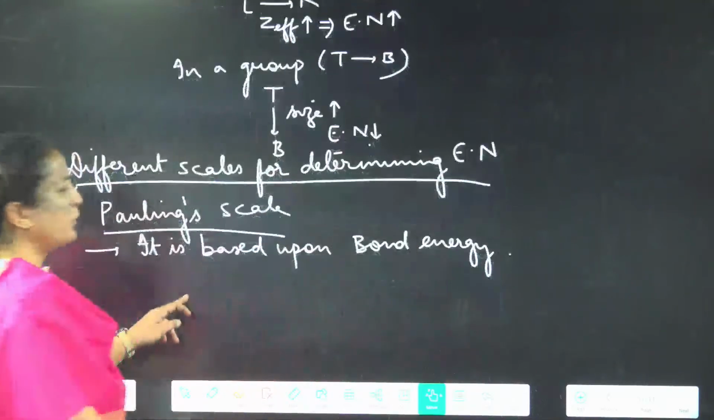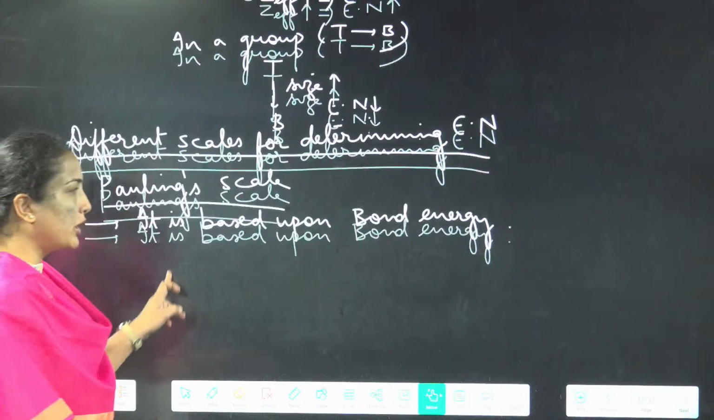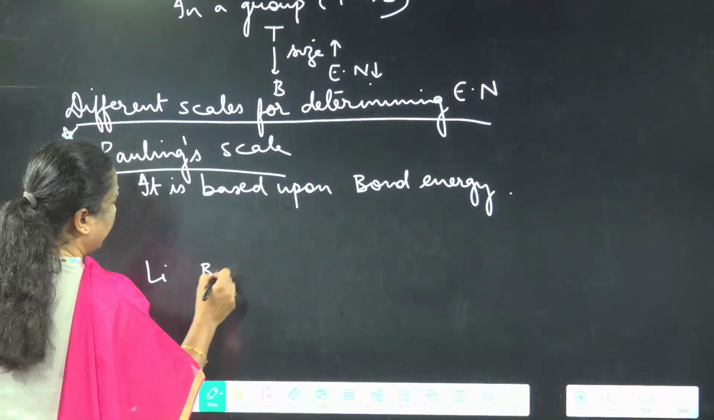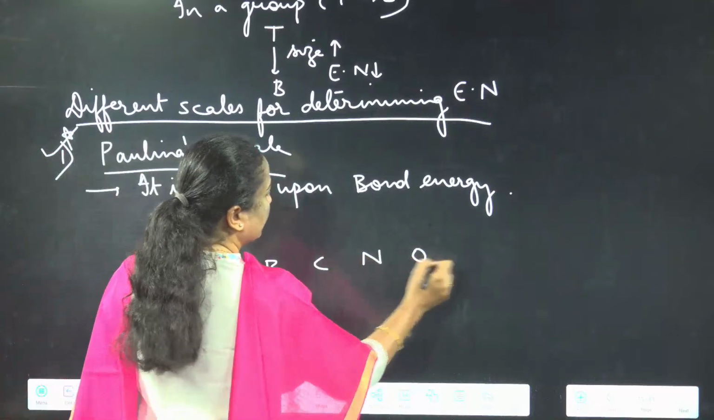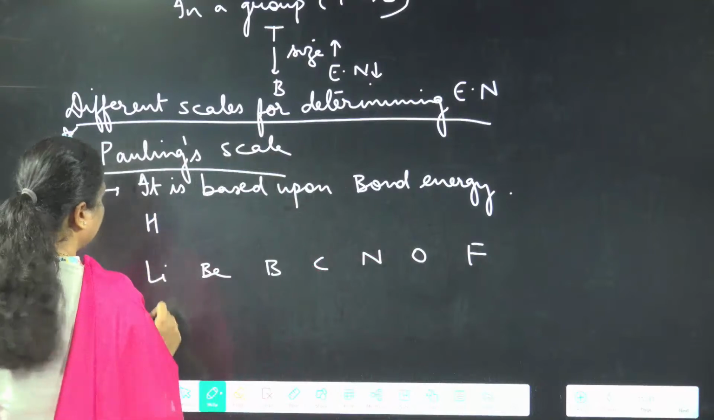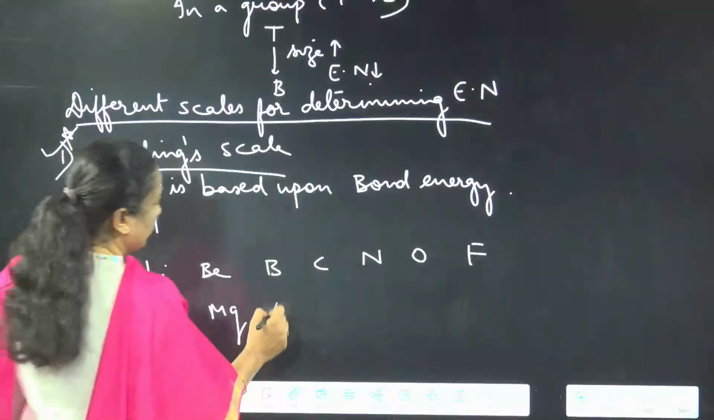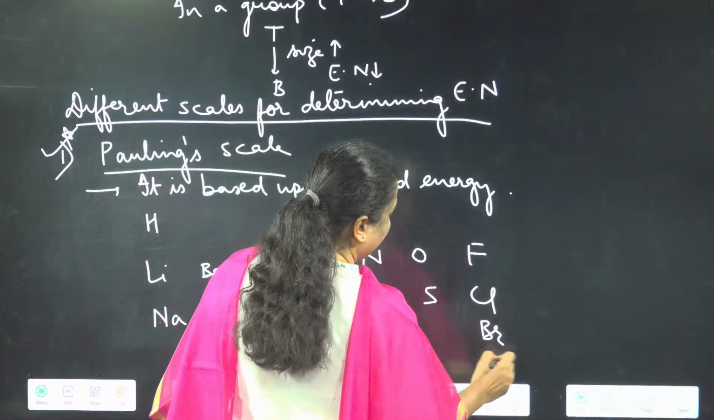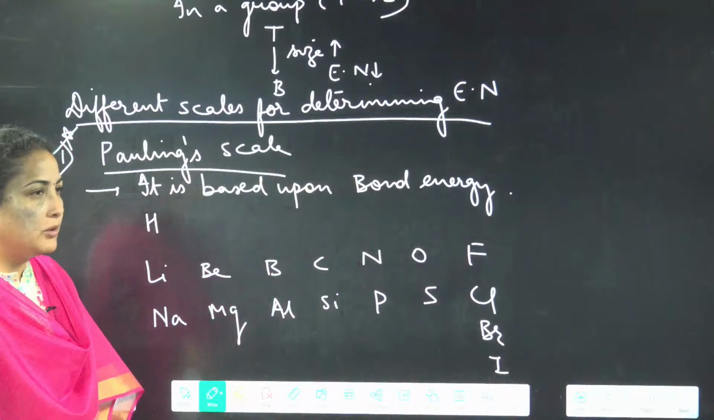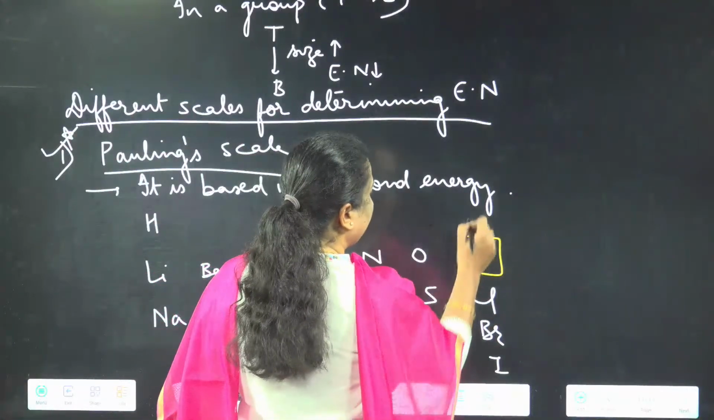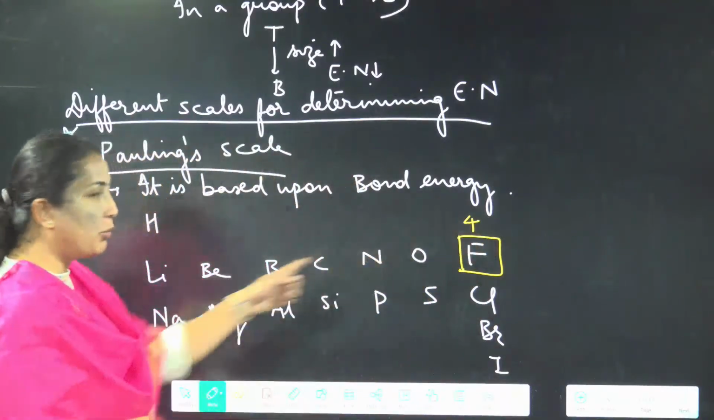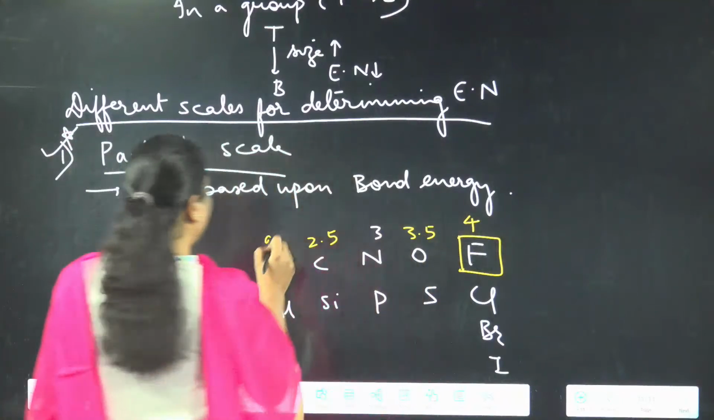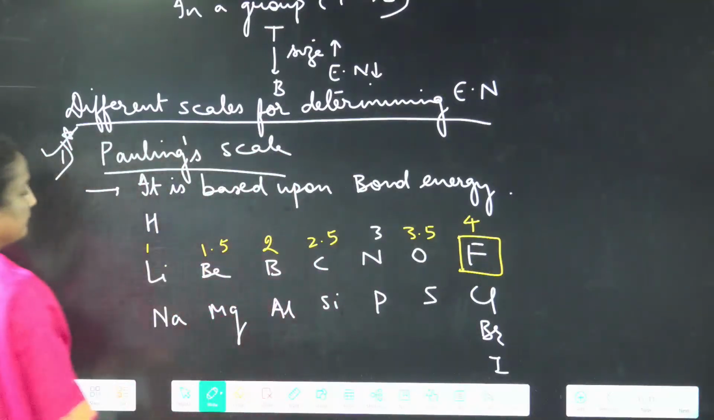The equation is not much important. That is the reason I'm not giving it. But the order which I'm going to give, you have to remember that. So you're having lithium, beryllium, boron, carbon, nitrogen, oxygen, fluorine. Here I'm writing hydrogen, sodium, magnesium, aluminium, silicon, phosphorus, sulfur, chlorine, bromine, and iodine. For these elements, you must remember. What we are doing is, for fluorine, write down 4, then keep on reducing 0.5, 0.5. You'll be having 3.5, 3, 2.5. You'll be having 2 here, 1.5 and 1.